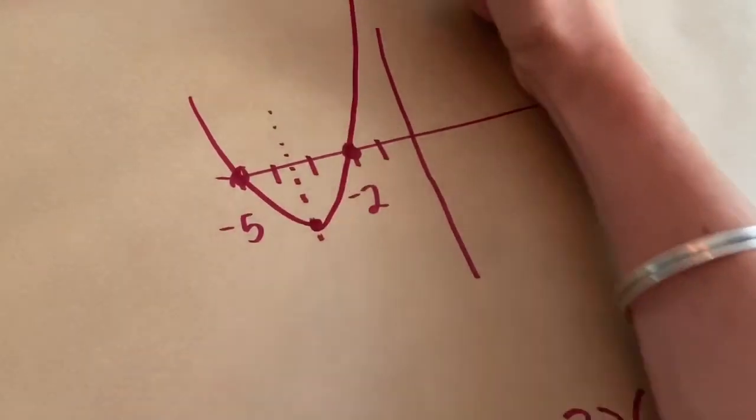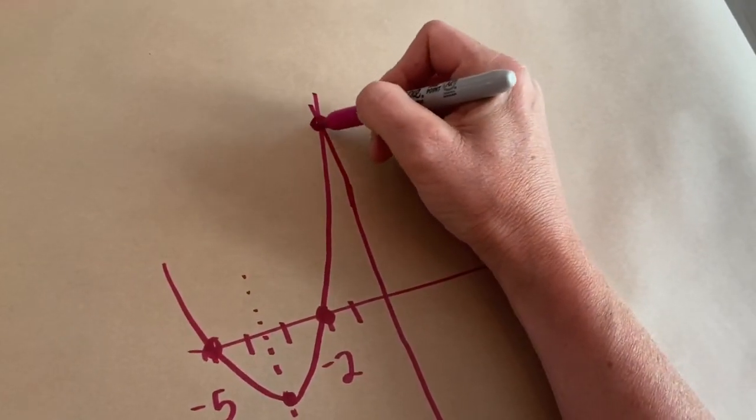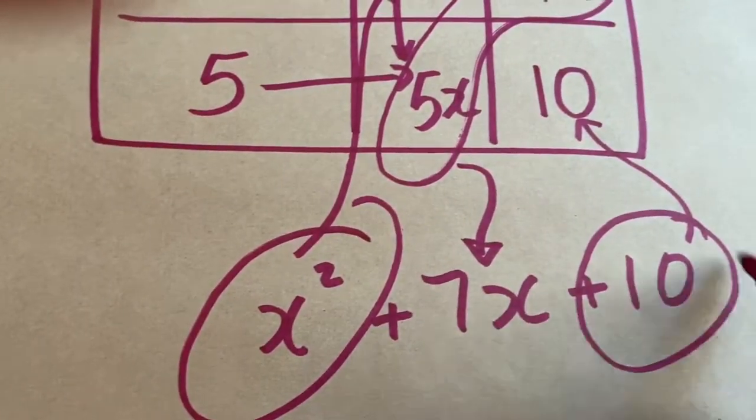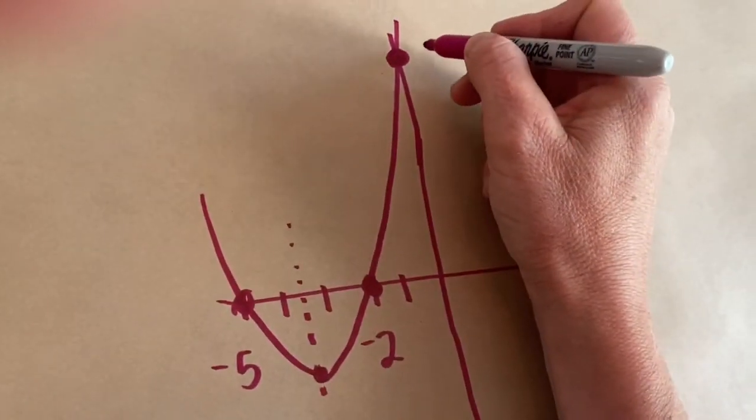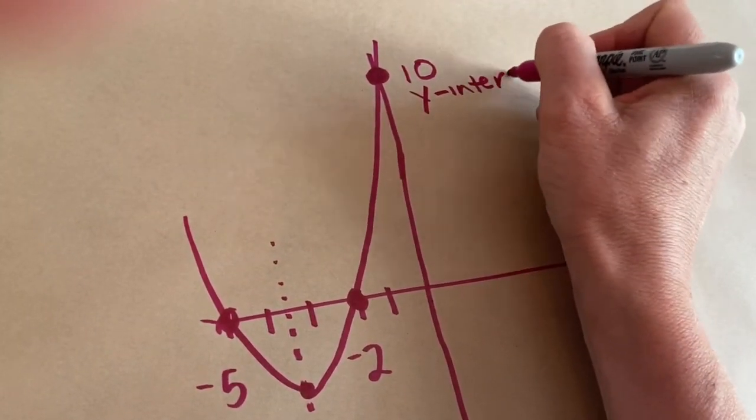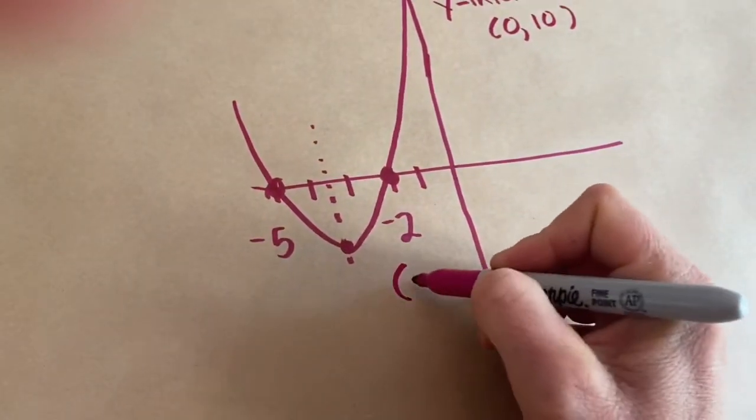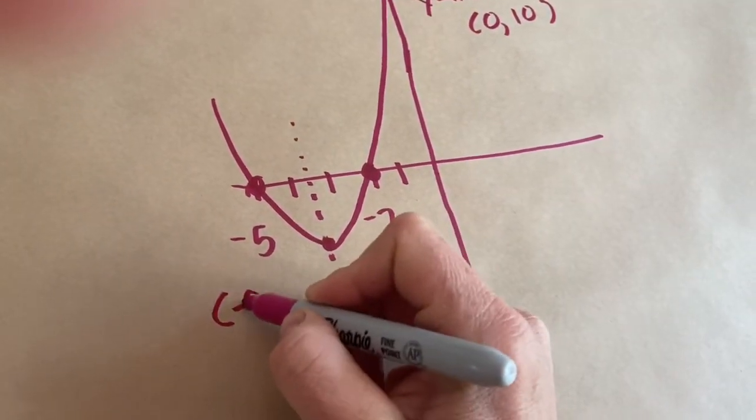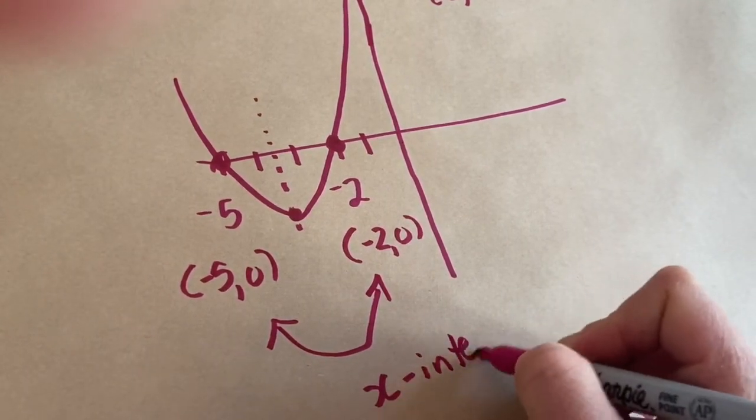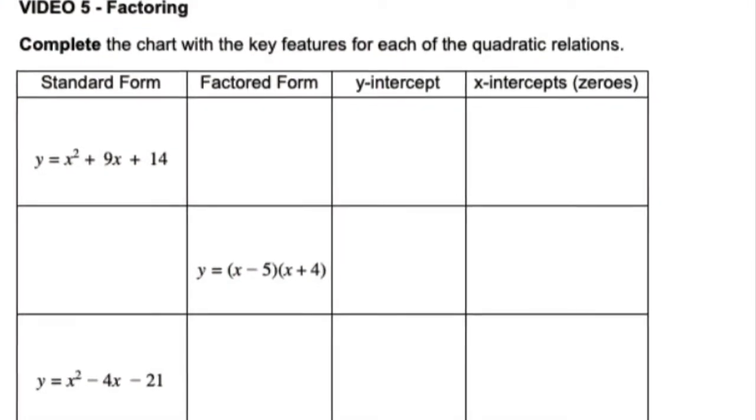And there's one extra thing which is really interesting. One last thing that's interesting is that this number right here, if I take 2 times 5, it gives me 10. This last number here tells you where this touches on the y-axis. So this right here is the y-intercept. The y-intercept would be (0, 10). And the x-intercepts would be (-2, 0) and (-5, 0). These are the x-intercepts.